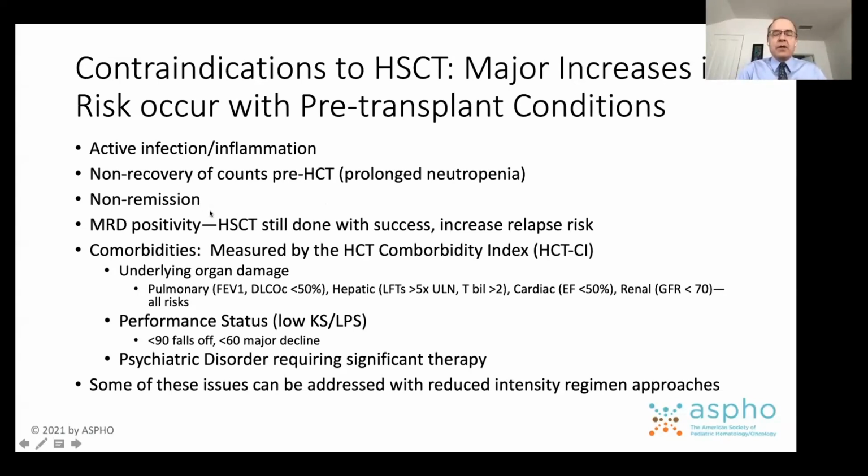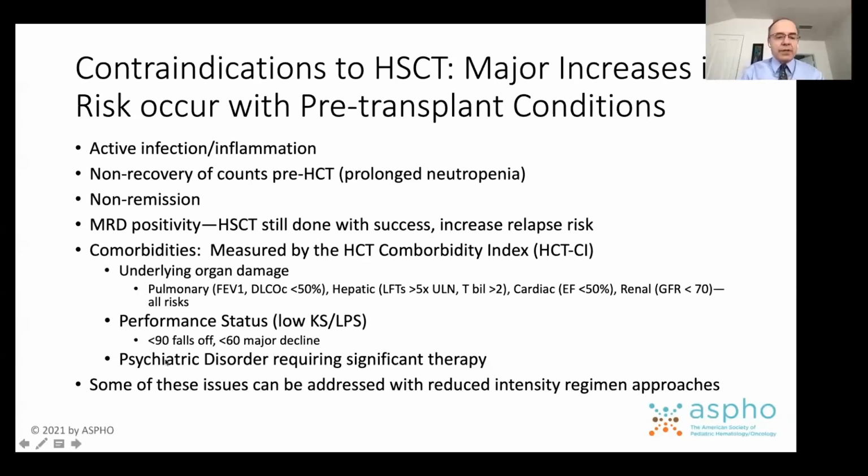Non-remission is also a problem. It always leads to increased risks of transplant-related mortality, and that's likely because of tumor lysis or other issues that occur if you have a fair amount of active disease. MRD positivity still can be done, and transplant can be done successfully, but it does increase relapse risk, and that's an important thing to keep in mind.